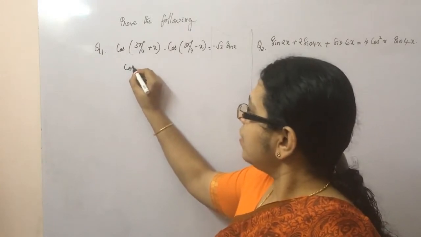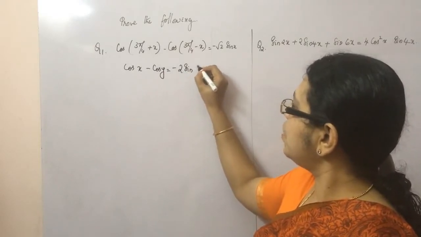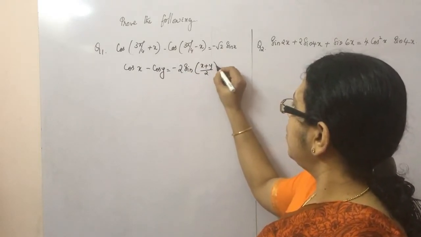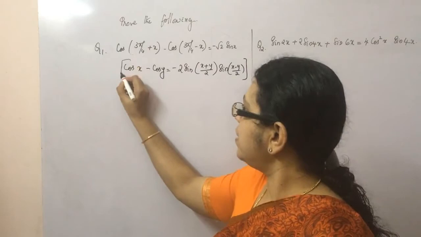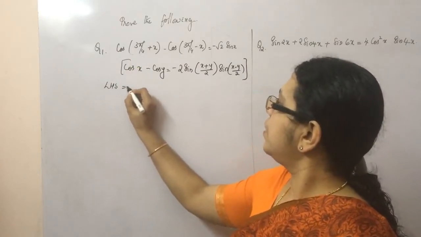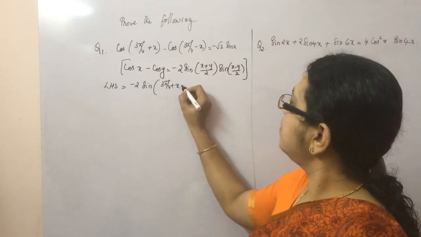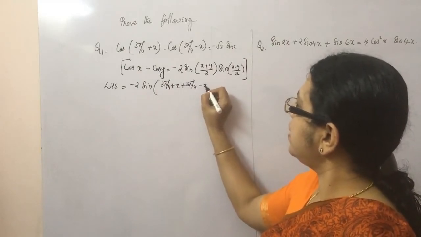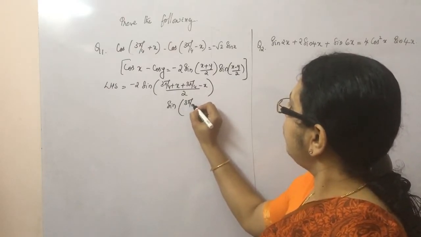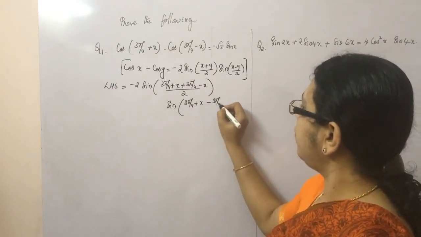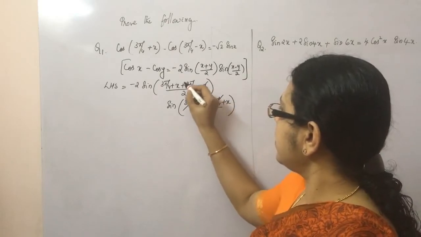What is cos x − cos y? According to the formula, it is −2 sin((x+y)/2) sin((x−y)/2). Here I apply this formula. So LHS is equal to −2 sin((3π/4 + x + 3π/4 − x)/2) into sin((3π/4 + x − (3π/4 − x))/2). Now here x and −x cancel.